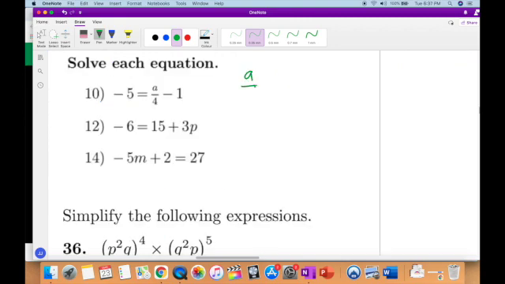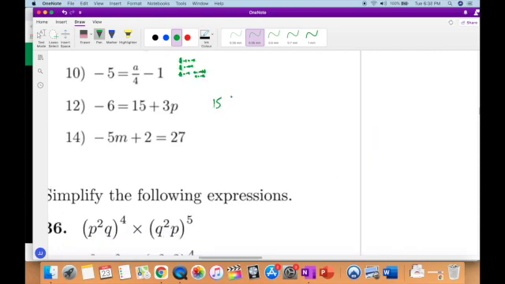A over 4 minus 1 is equal to negative 5. So A over 4 is equal to negative 5 plus 1. A over 4 is equal to negative 4. Therefore, A is equal to negative 4 times 4. A is equal to negative 16. 15 plus 3p is equal to negative 6. Throw the 15 across. 3p is equal to negative 6 minus 15, which is negative 21. So p is equal to negative 21 on 3, which is negative 7.